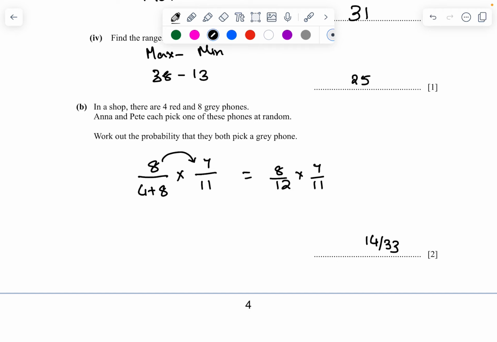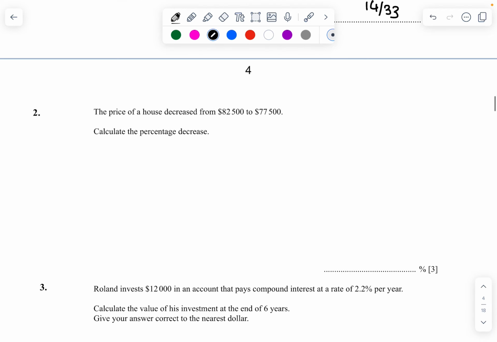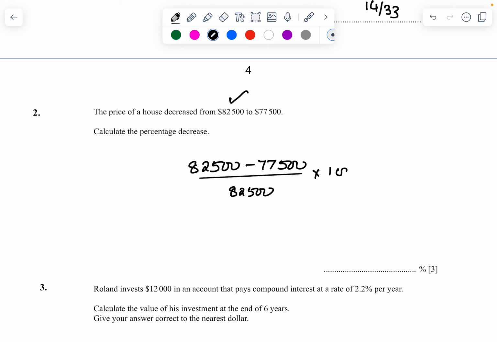Now coming to the next one. The price of a house decreased from 82,500 to 77,500. Find the percentage decrease. So 82,500 minus 77,500, divided by the original one, which is 82,500, times 100, which is 6.06.